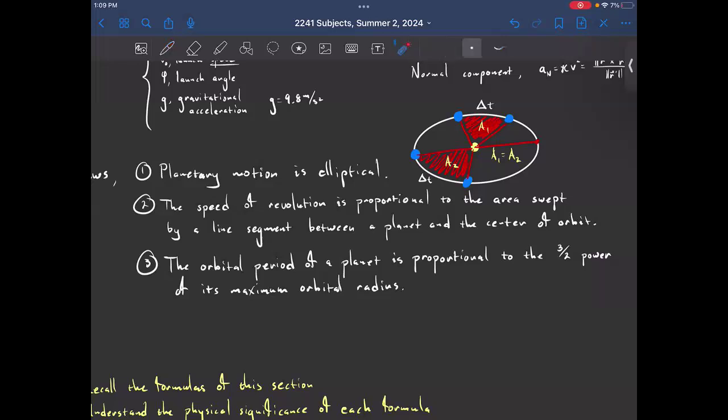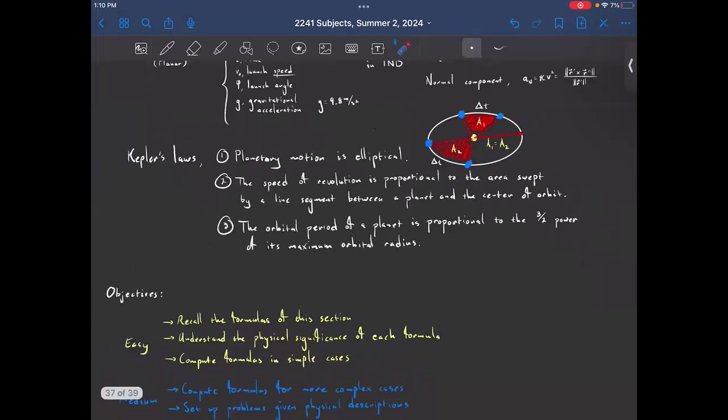Note that actually the sun is not at the center of the Earth's orbit. It's at a focus of the ellipse. The ellipse has two of those, and the sun is at one of them, and the Earth orbits around like that. So I just used the sun in the center as a pedagogical example there. Okay.